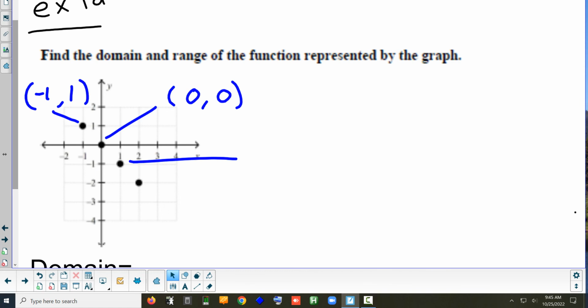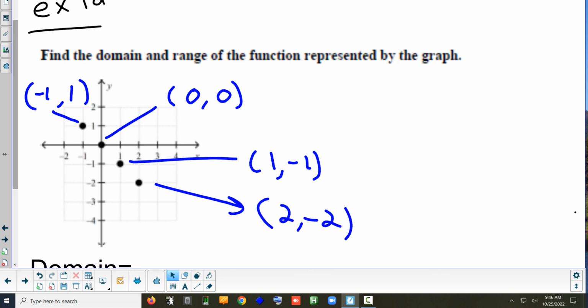Okay. How about the coordinate just down and to the right of the one by the origin? What's that one? Lexi? 1, negative 1. And how about the one that's furthest down and to the right? 2, negative 2. So now this is just like the last one. I just want to know the domain and the range.